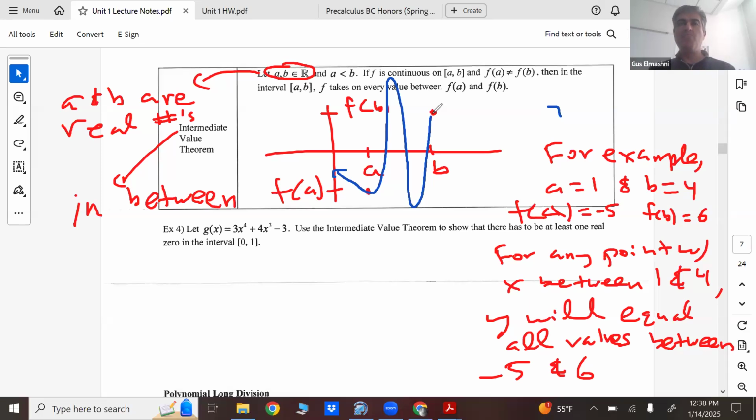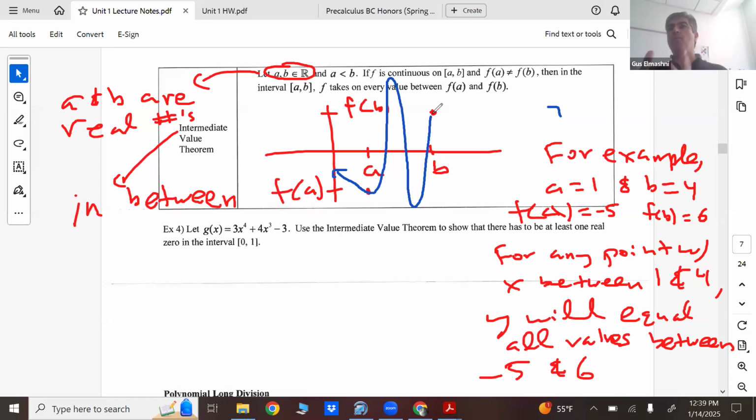I don't really get what it means for f to take on every value. So for example, f of 1, I chose to be -5. f of 4, I chose to be 6. So all y values between -5 and 6 will be part of my range.